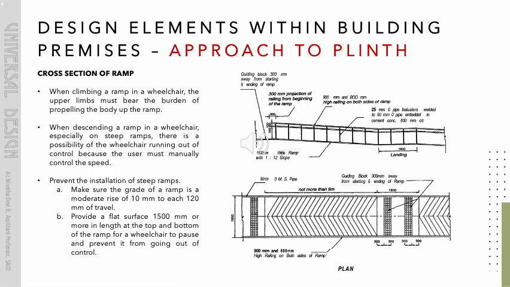Cross-section of ramp. When climbing a ramp in a wheelchair, the upper limbs must bear the burden of propelling the body up the ramp. When descending a ramp in a wheelchair, especially on steep ramps, there is a possibility of the wheelchair running out of control because the user must manually control the speed. Prevent the installation of steep ramps. Make sure the grade of a ramp is a moderate rise of 10 mm to each 120 mm of travel. Provide a flat surface 1500 mm or more in length at the top and bottom of the ramp for a wheelchair to pause and prevent it from going out of control.